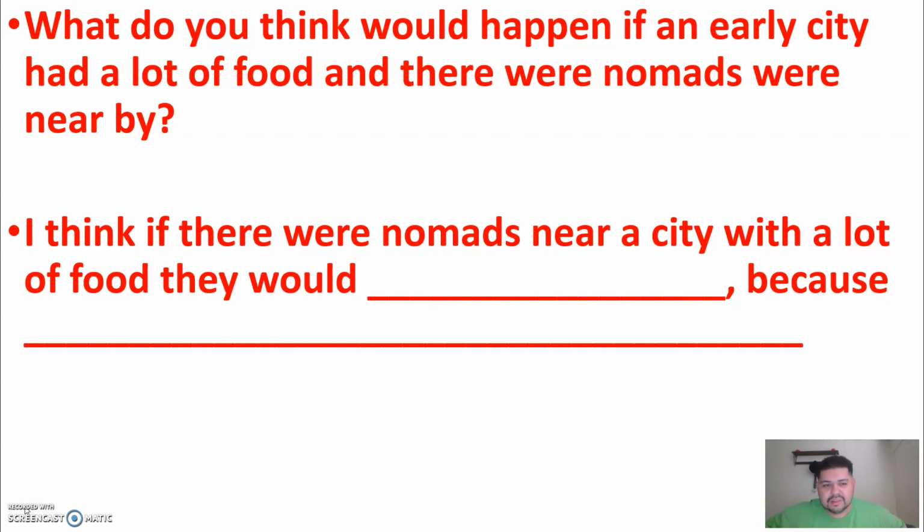If there were nomads near a city with a lot of food, they would blank. So what do you think they would do? Now why do you think they would do this? That would be your explanation. Once you're finished with this, you're finished with the lesson.